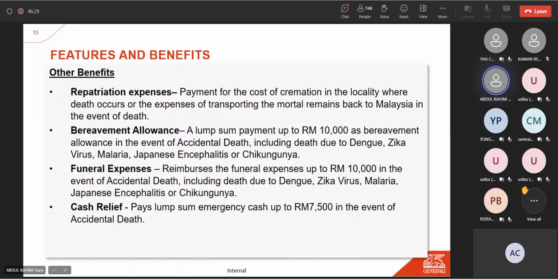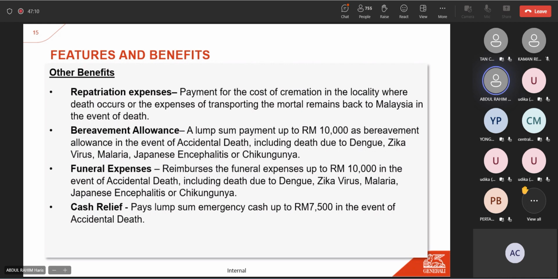Next, we have bereavement allowance. This pays out up to 10,000. Again, depending on the plan that you purchase, there are slightly different limits for bereavement allowance in the event of accidental death. And this one extends to cover death due to dengue, Zika, malaria, JE, and chikungunya. This bereavement allowance pays on top of the principal sum insured. So if you have a plan one, 50,000 sum insured, in the event of accidental death, the bereavement allowance is paid on top of that 50,000.